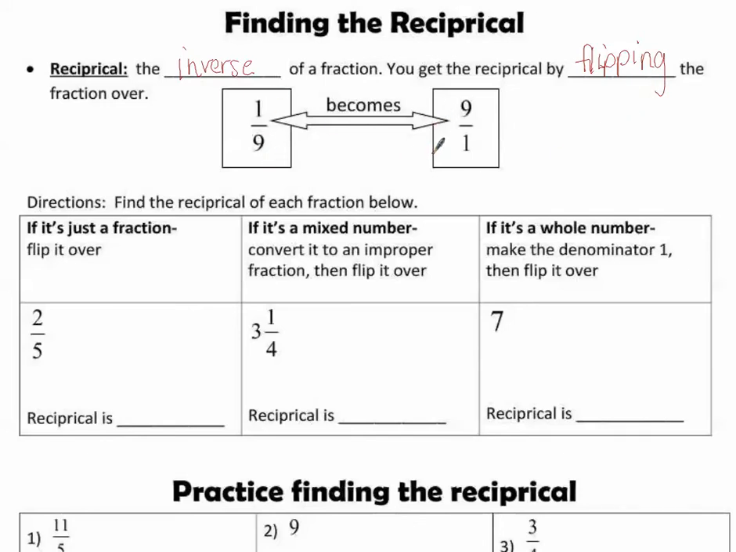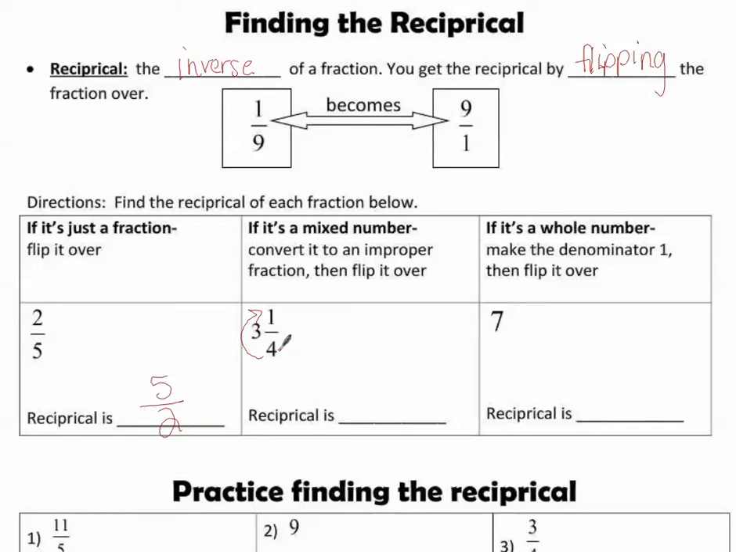Find the reciprocal of each problem. In this first example, if it's just a fraction, flip it over. For example, 2/5 is 5/2. If it is a mixed number, convert the fraction to an improper fraction and then flip it over.